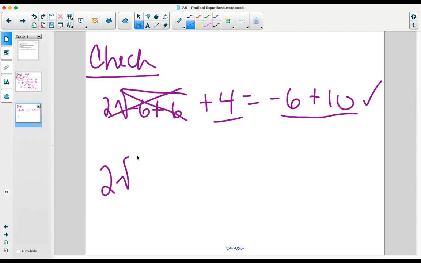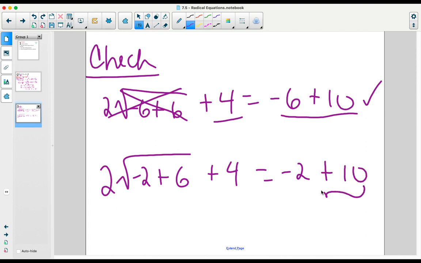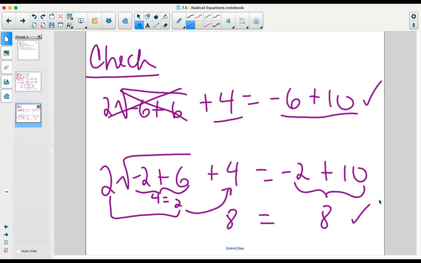Now we'll check negative 2. Negative 2 plus 6 plus 4 equals negative 2 plus 10. This side is just 8, so we're looking for the left-hand side to also equal 8. This would make a 4. The square root of 4 is equal to 2. 2 times 2 is 4, plus another 4 is 8. And that one checks as well.